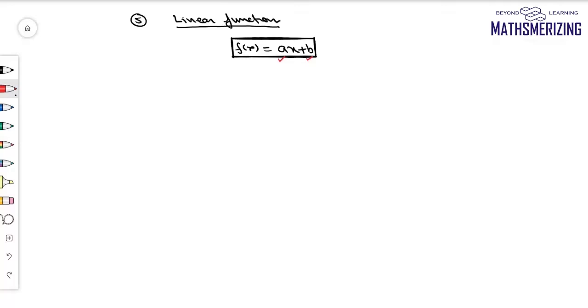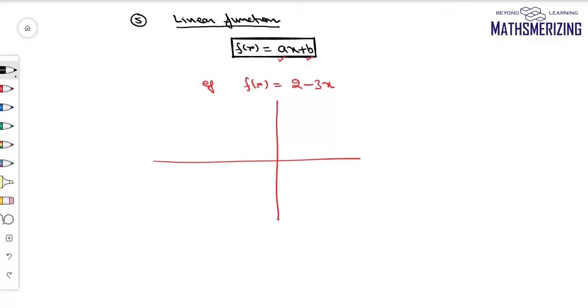Say, for example, function f(x) is defined as 2 minus 3x. Now, when x is 0, y is 2, and when y is 0, x is 2 by 3. So, if I connect these 2 points, I'll get this straight line. So, this is the graph of f(x) equals 2 minus 3x. Any linear function is nothing but a straight line.